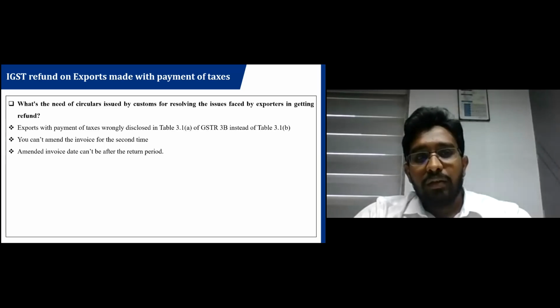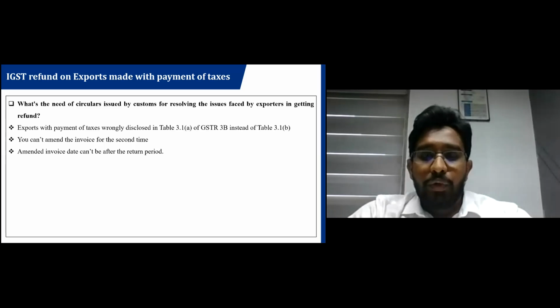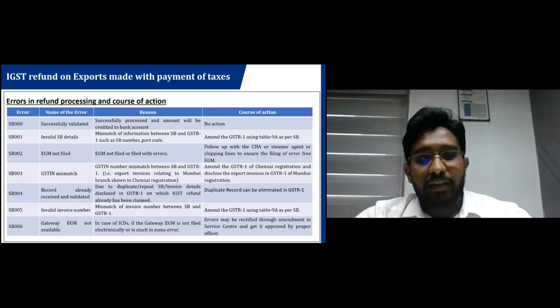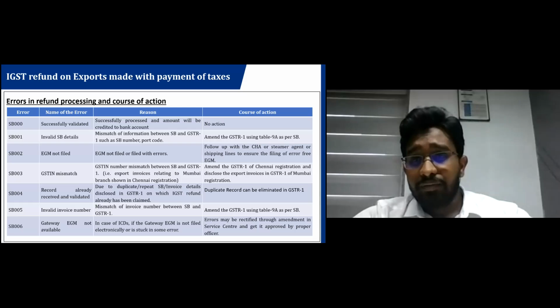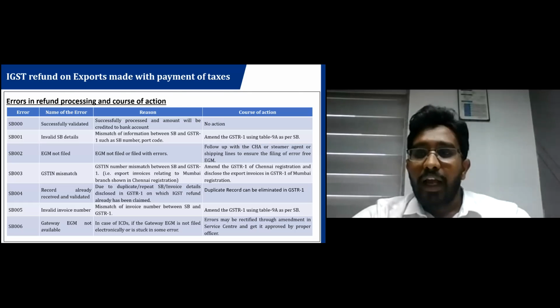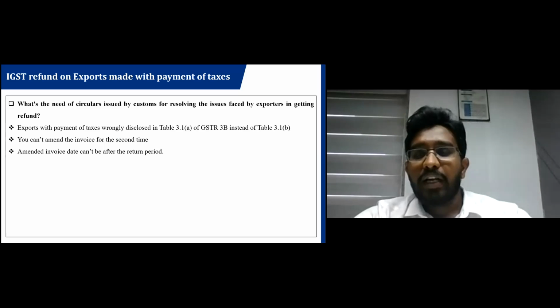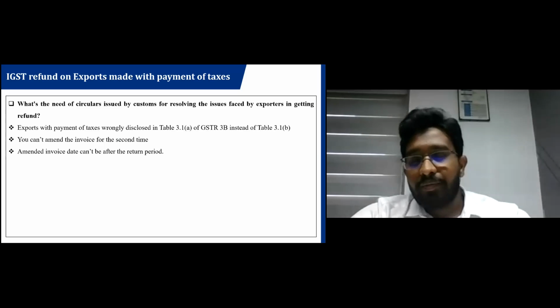Next, you come across the SB 005 error, invalid invoice number. You have rectified your GSTR 1, but at the time of rectification you also made a mistake, again, a second time. So again you will get the SB 005 error. Now you can't amend your GSTR 1 because one invoice can be amended only once in the GST portal. You can't amend for the second time. In that case also you should file a manual application to the customs authorities.